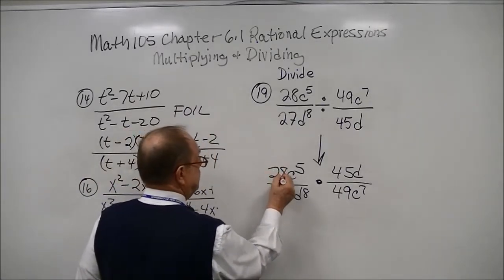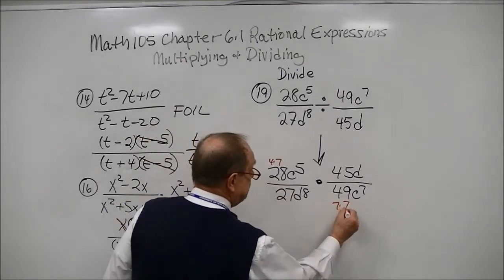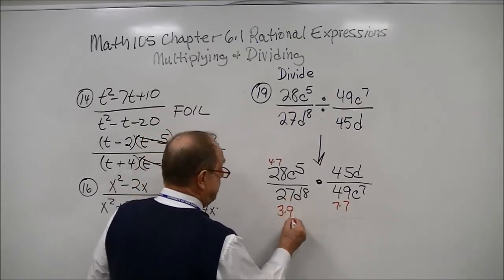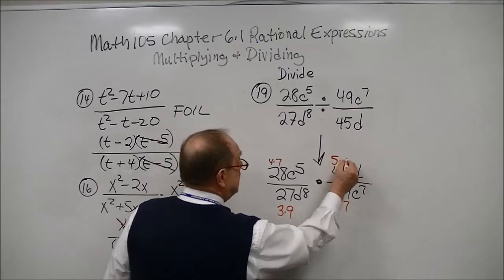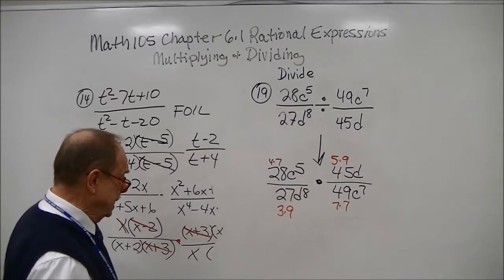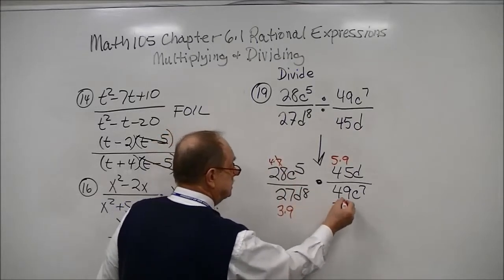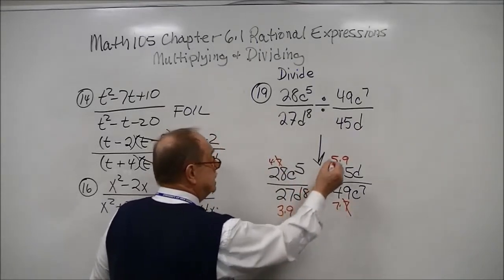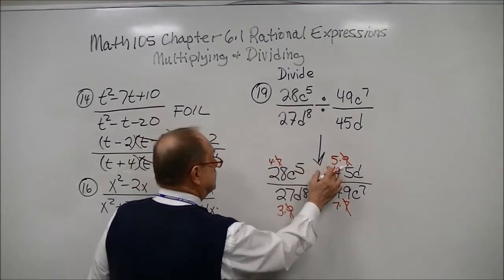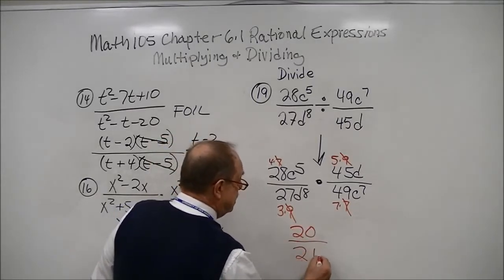Well, 28 is 4 times 7, and 49 is 7 times 7. This is 3 times 9, and this is 5 times 9. I'm just showing you factors of these numbers. And then what we do is we can cancel out here the 7. Here we cancel out the 9. So as far as our number goes, we're now going to get a 20 over 21.